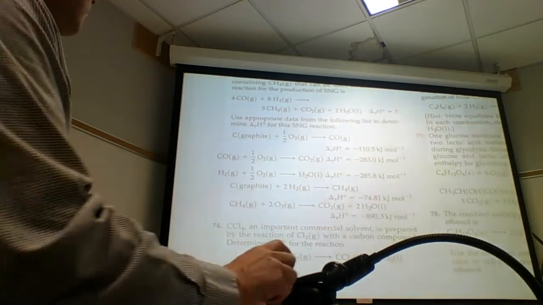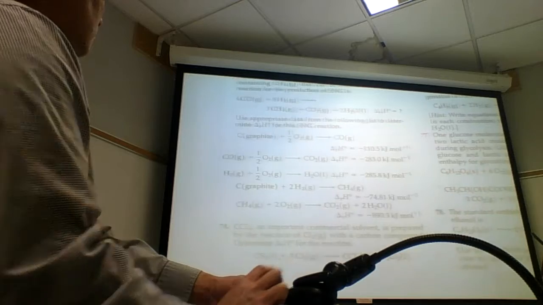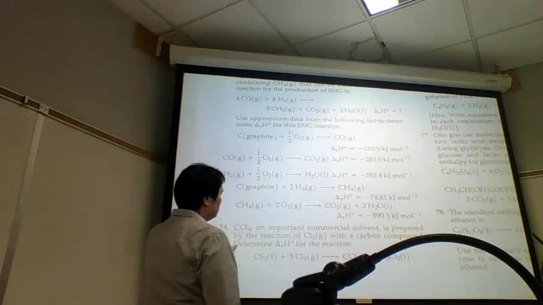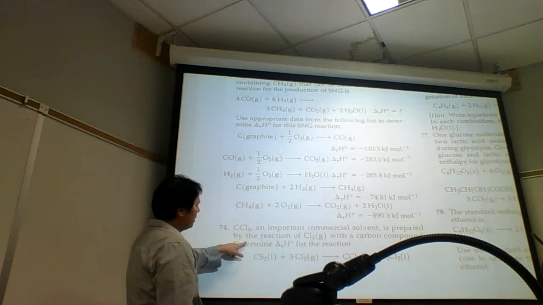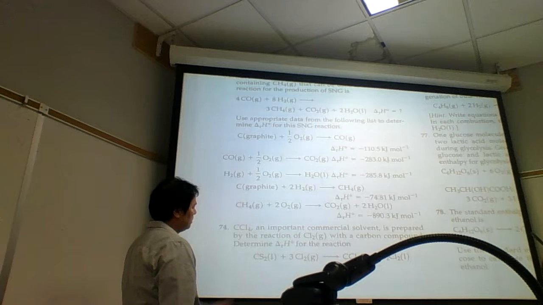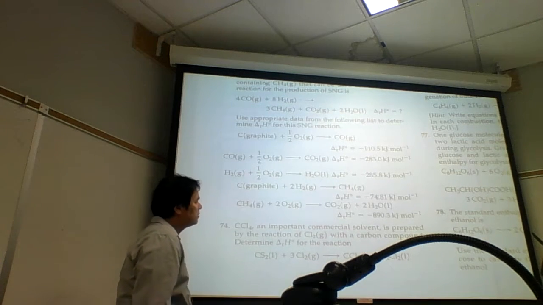Let's look at number 74. Carbon tetrachloride is an important commercial solvent. It's prepared by the reaction of chlorine with a carbon compound. This is a carbon compound, carbon disulfide. Determine delta H for this reaction.